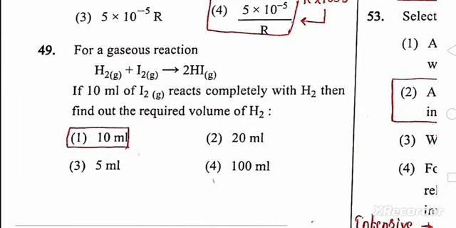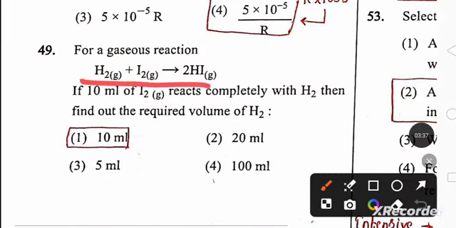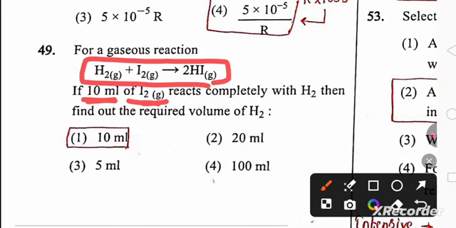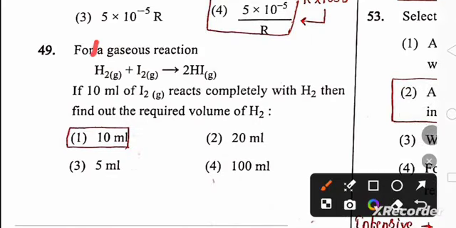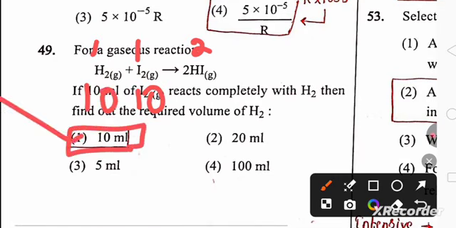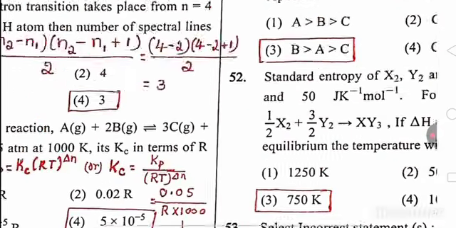49th question. For a given reaction, this is the reaction, a gaseous reaction. If 10 ml of iodine reacts completely with hydrogen, then find out the required volume of hydrogen. So in this given equation, we can see that one volume of hydrogen combines with one volume of iodine to produce 2 volumes of hydrogen iodide. So if they provide 10 volumes of iodine, then definitely we need 10 volumes of hydrogen for the completion of this reaction. So answer is 10 ml. Let us move to the next question.